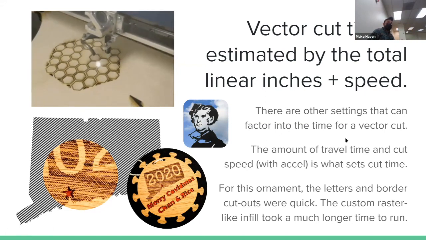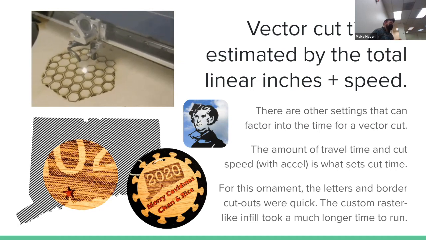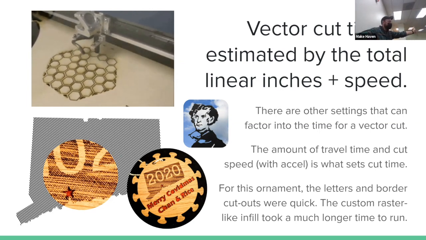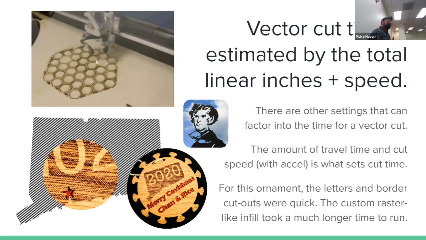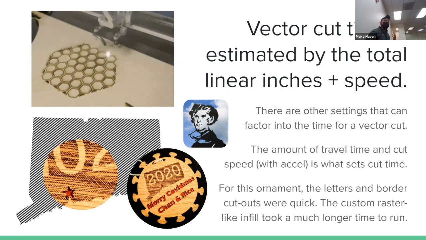The speed, time, and linear inches of the cut really are what determine your cut time. So a lot of vector cuts, if you've got big shapes with lots of empty space, they can happen really fast. I was doing cuts downstairs, making nice things. They took a minute, right? A 1 minute cut to make something nice can really work.